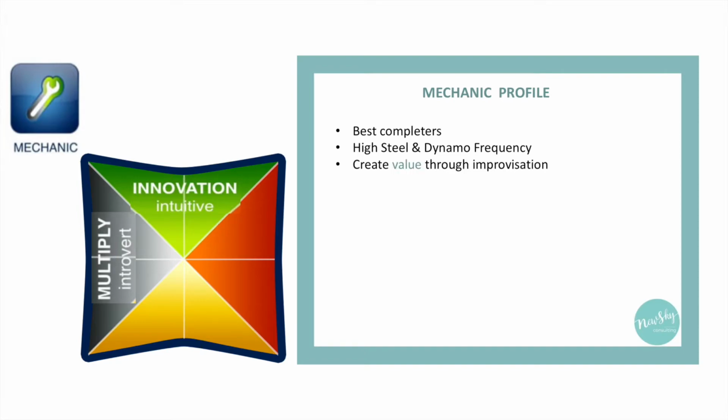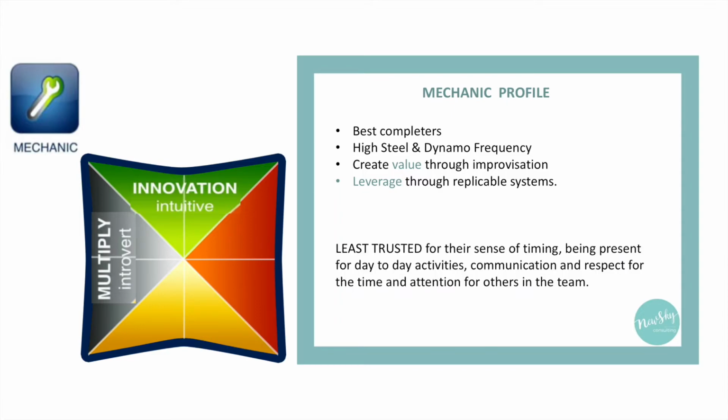They naturally create their value through improvisation, and they leverage it through replicable systems. When in flow, they're trusted most for their innovation and their initiative and their calculation and discipline in the details. They're least trusted for their sense of timing, for being present for day-to-day activities, for their communication, and for their respect for the time and attention of others in the team.